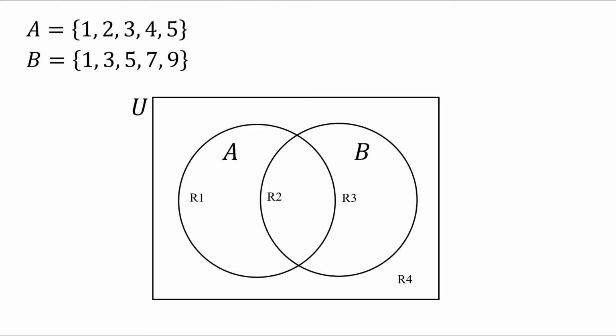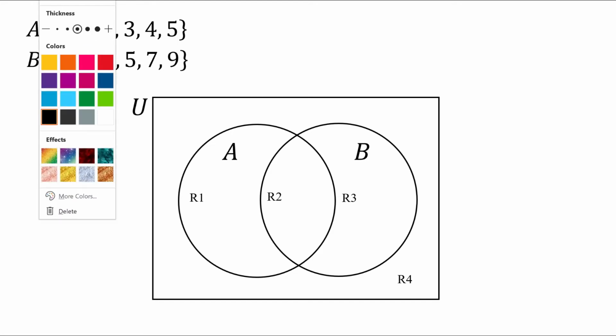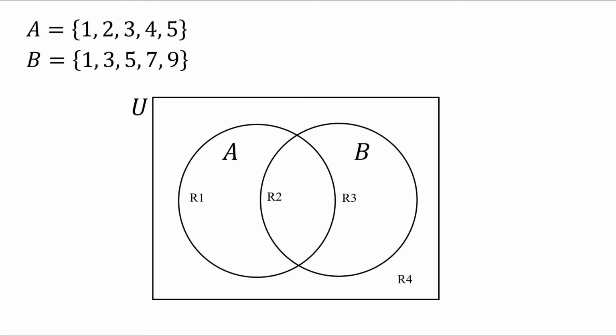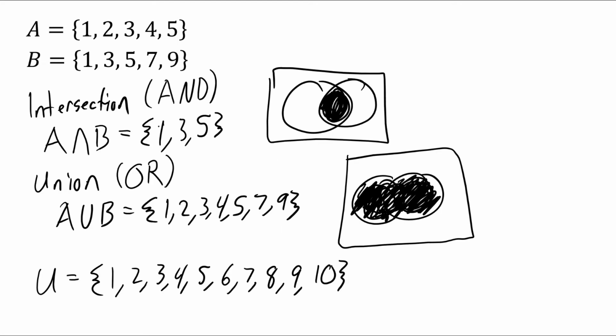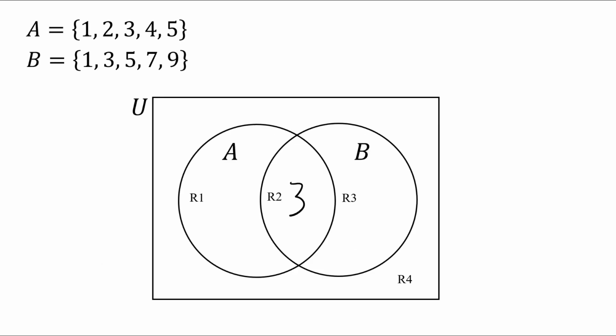In region 1, in this case we'll also write what the elements are. So let's actually start with the intersection, R2. We looked at this earlier. Let's jump back to that real quick. The intersection of A and B were the numbers 1, 3, and 5. So there were 3 elements in R2, and those 3 elements we could write out. Those are 1, 3, and 5.